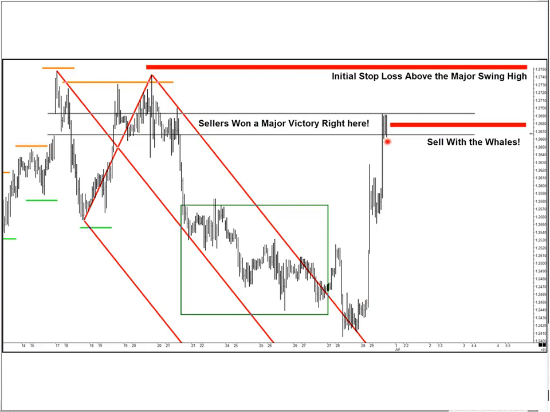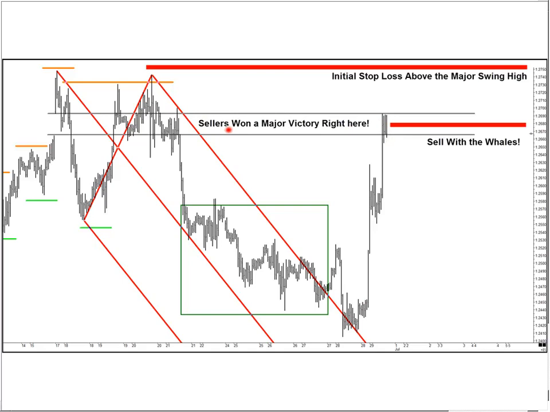No, we're not going to be breakout buyers and sellers. Philip, you do that at Market Geometry, you get shot. Period. Done. Shot. Done. Sellers want a major victory right here. Can you deal with it?